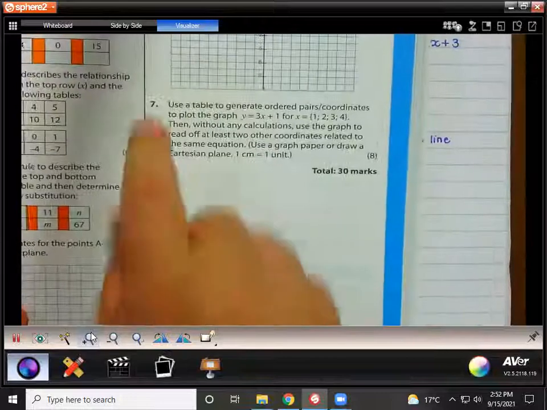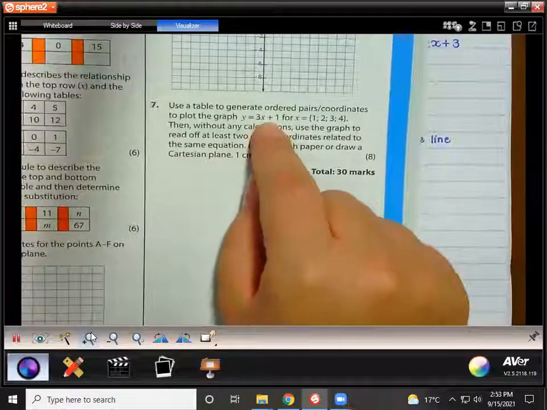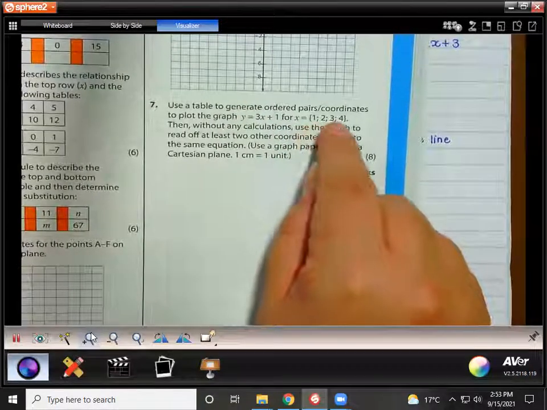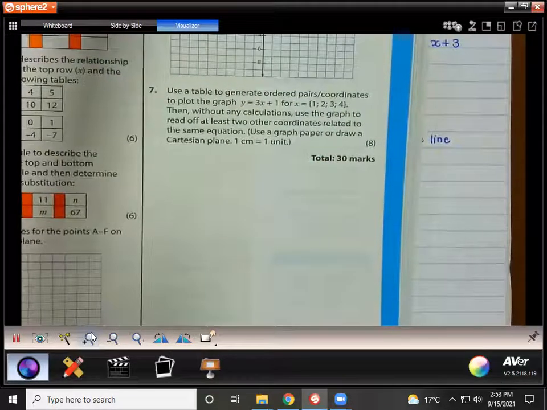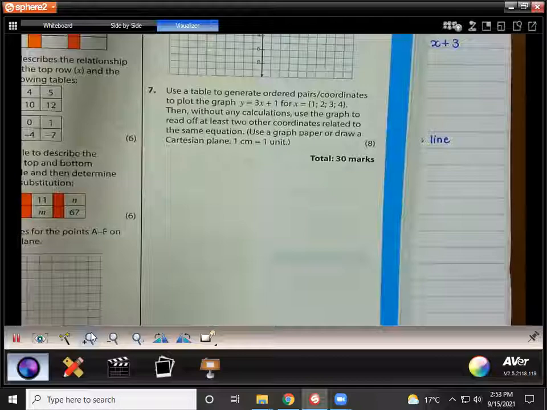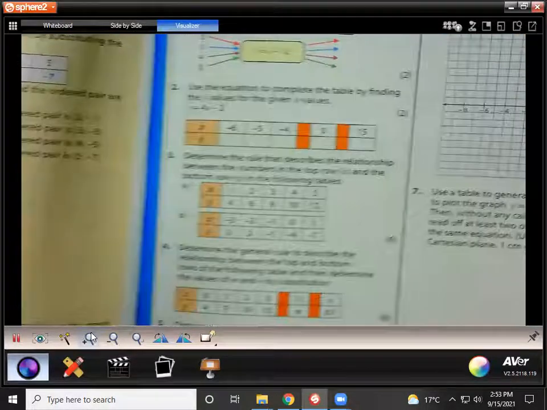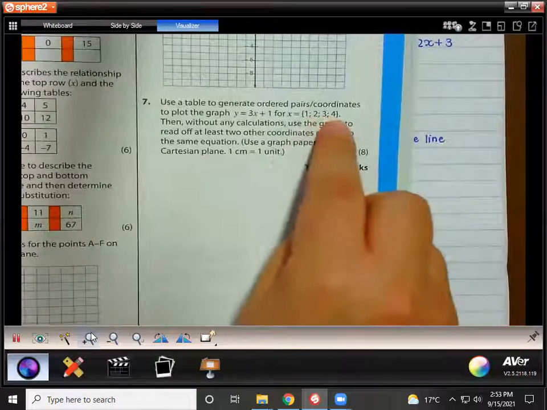I just want to show you guys quickly. For number 7, they're saying, use a table to generate ordered pairs or coordinates, so points, to plot the graph y equals 3x plus 1. So they've given you the equation for x equals 1, 2, 3, and 4. So they're saying you have to set up a table, and they're telling you you're going to have 1, 2, 3, and 4 as your x values. They haven't given you the table. In number 2, they've given you the table with the x values in it. In number 7, they're writing down what the x values will have to be.